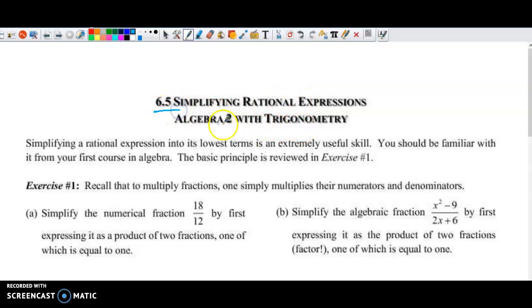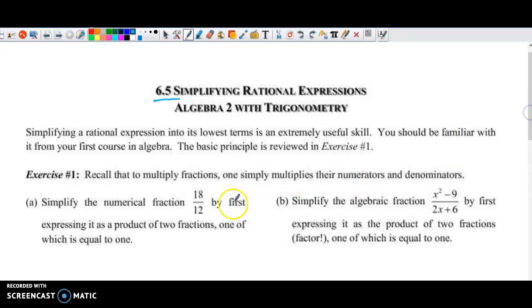Let's just continue on with 6.5, where we're rationalizing. Oops, I forgot to move my microphone. Here we go. Now we're rationalizing.